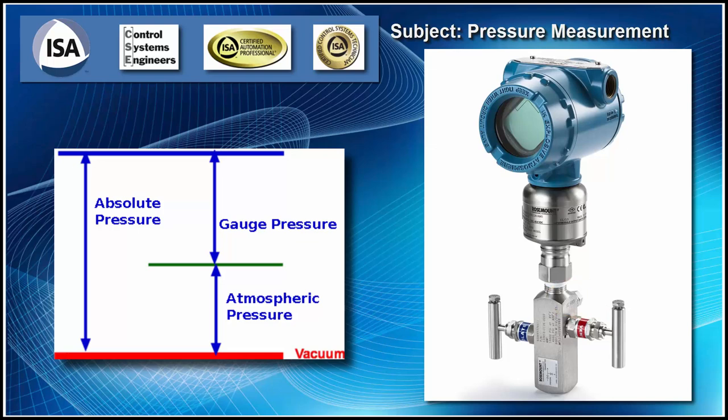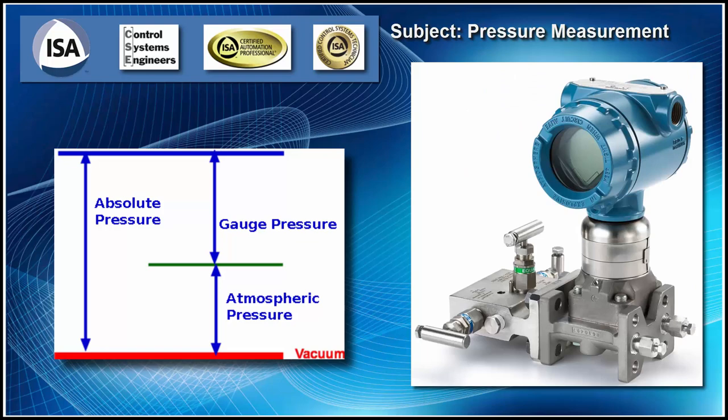Now, these transmitters can be ordered in different ranges. Say it is a Rosemount 3051. If it had the designation 1A, that is not absolute. Before this, we'll get a D, G, or A, being differential, gauge, or absolute, but this is a pressure range.